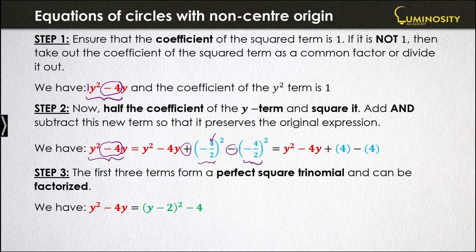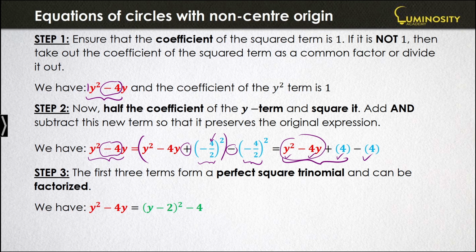But now we can simplify this. Negative 4 over 2 is just negative 2, and negative 2 squared is 4. So we end up with y squared minus 4y plus 4 and minus 4, because that still preserves this equation here. So now that you've done that, the first 3 terms that you always generate from completing the square will make your perfect square trinomial. So these 3 terms here get factorized into y minus 2 all squared.